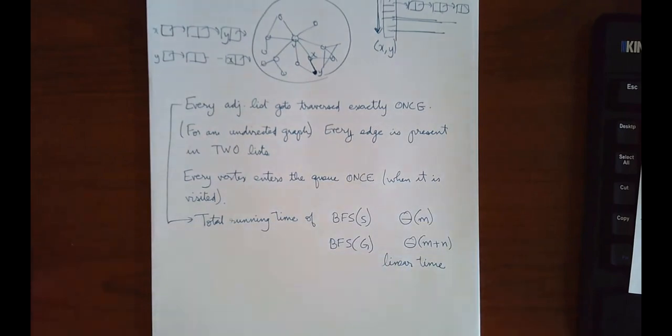Yes, question? So I assume that the BFS of S is a breadth first search on a point, but doesn't that still give you the whole tree?